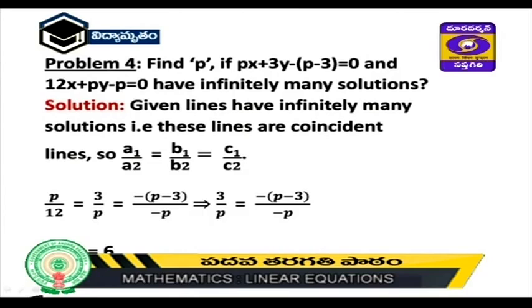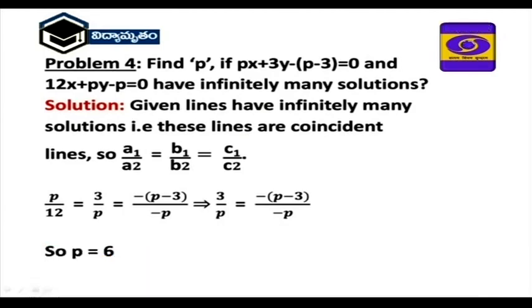Find p if this equation and the other equation have infinitely many solutions. When any two equations have many solutions, then these lines are coincident. When two lines are coincident, a1 by a2, b1 by b2 equal to c1 by c2. If we find the ratios, p by 12, 3 by p equal to minus of p minus 3 by minus p. From this we take 3 by p equal to minus of p minus 3 by minus p. From this we get the value of p equal to 6.